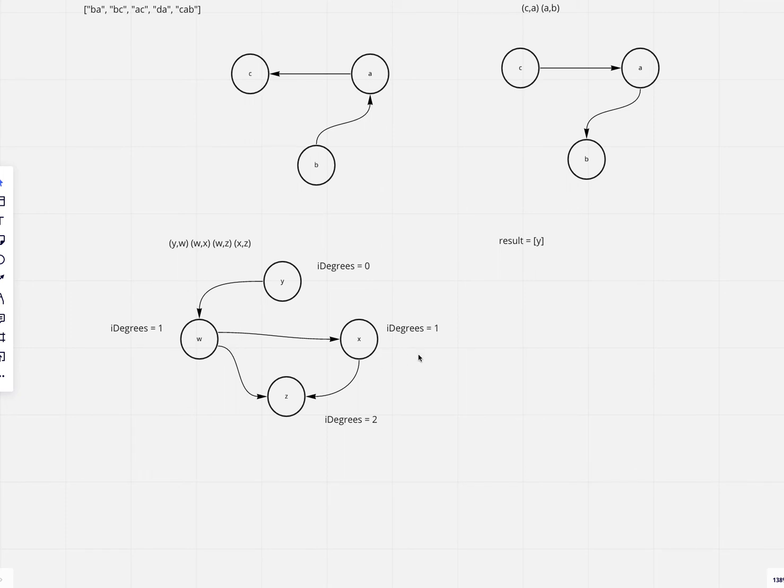X is the only answer here, really, because we cannot use z, right? Because if we say w and z, that's an invalid order. That would tell us that z comes before x, which it doesn't. It clearly says here that x comes before z. So that's a contradiction. So we cannot print z before x.